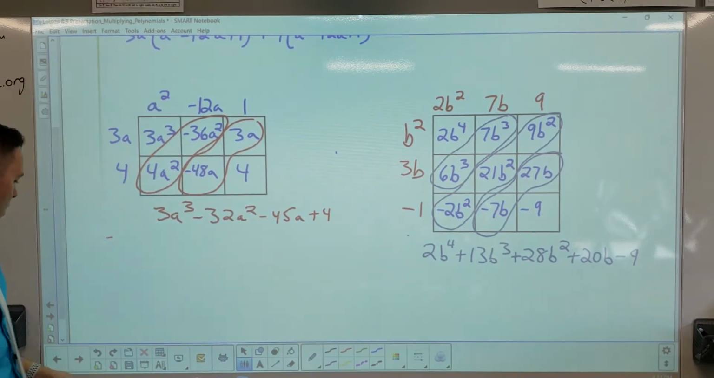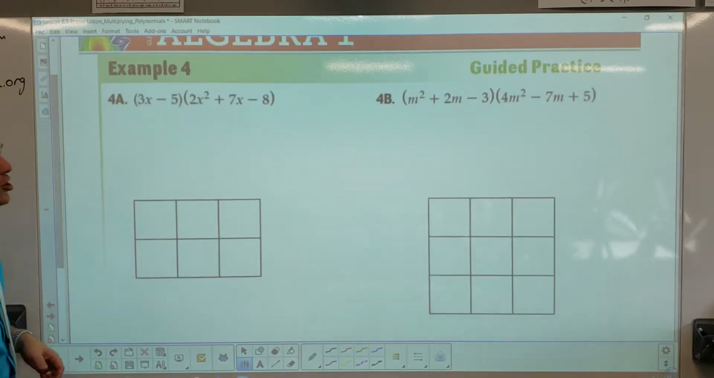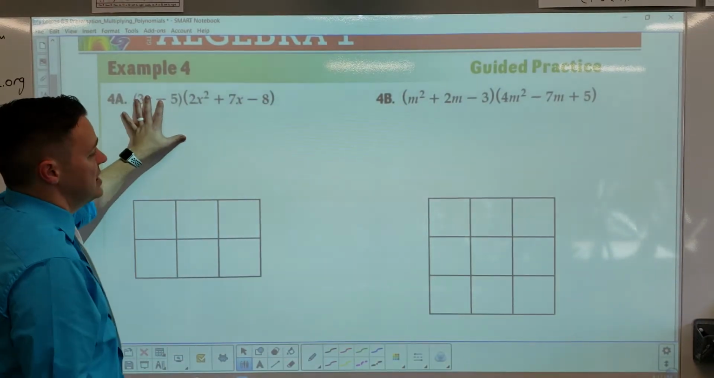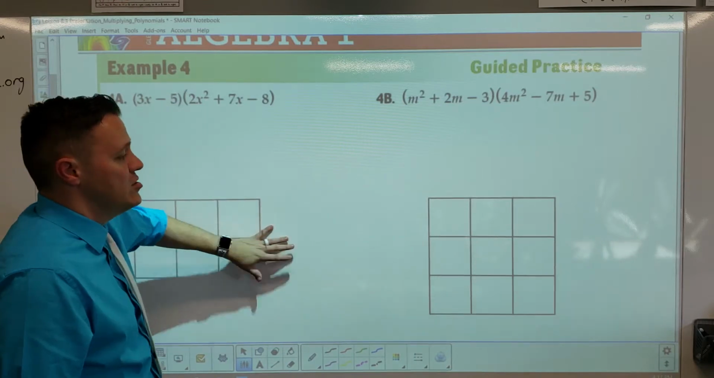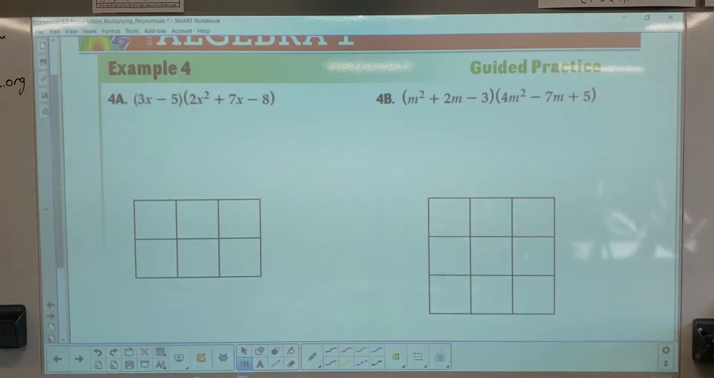Okay? So, what I want you guys to do now is please focus your attention on this guided practice. Use whatever method you want. If you want to do the distribution like we did, like I showed you, or if you want to use the boxes, please use the boxes. But no matter what, be confident in what you choose.